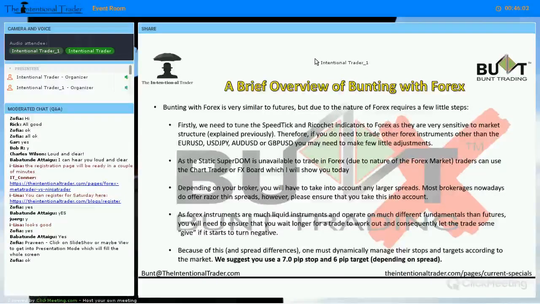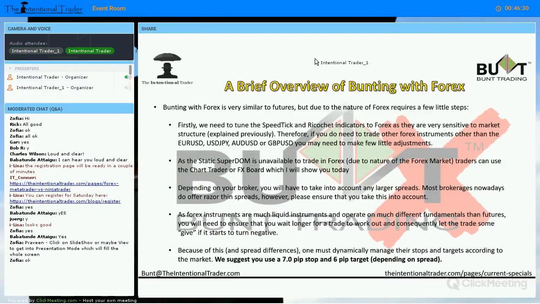And now, with that aside, if you guys have any futures experience whatsoever, you know that with futures, people don't really trade using boards, although it is a big thing, or the chart trader, although the chart trader is popular. The static SuperDOM doesn't really play much of a part in futures, more in forex, but not in futures.